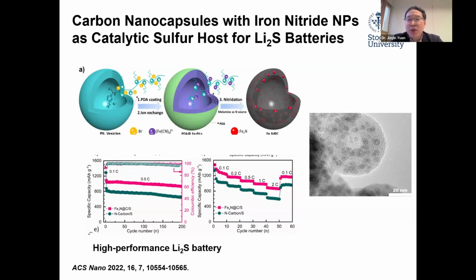And the iron nitride is extremely useful to catalyze the lithium polysulfide conversion during lithium-sulfur battery operation. Here we use that as the electrode, as a catalytic sulfur host, and that can achieve both high stability and high performance, very good performance in cycling stability. Right. So this is a very unique example where we started with beautiful nanostructures of PILs and end up with carbon materials for energy applications.